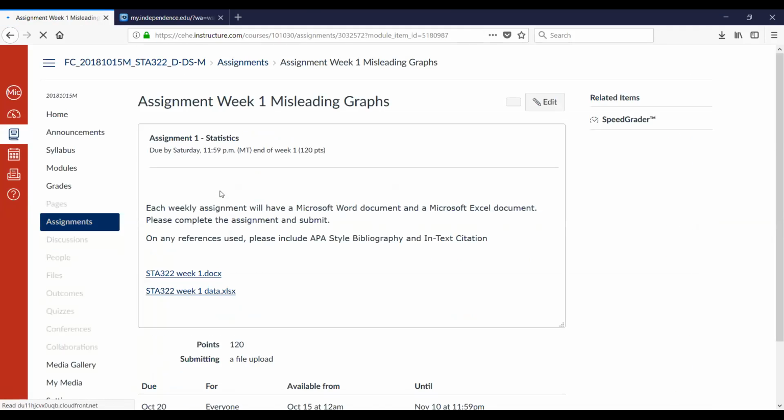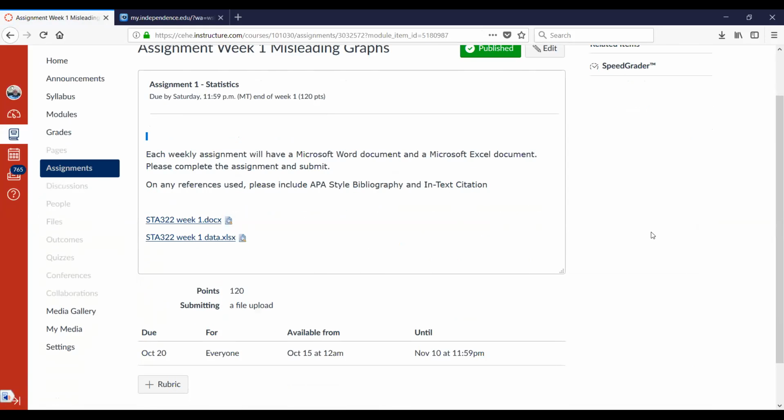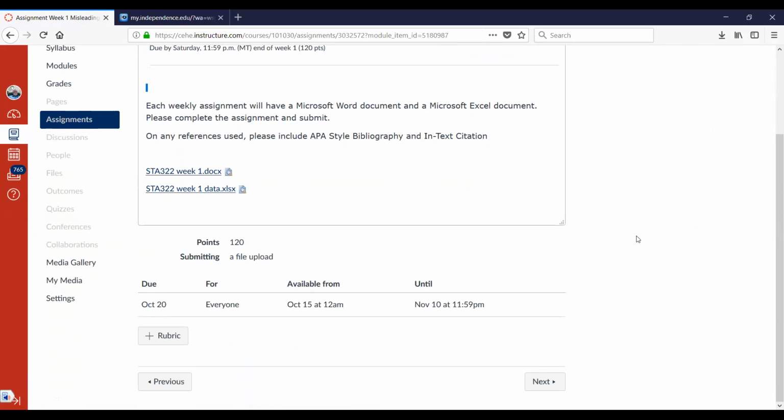So that's why I wanted to talk about misleading graphs. So I want you to remember we looked at these two, and you need to work on that assignment and submit it. So that's what you need.